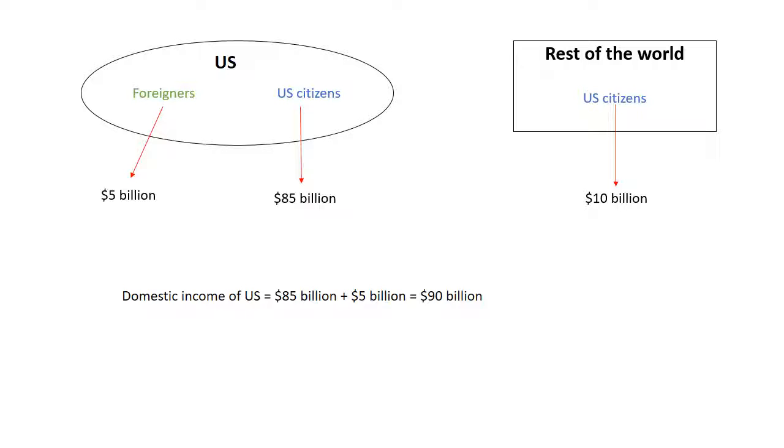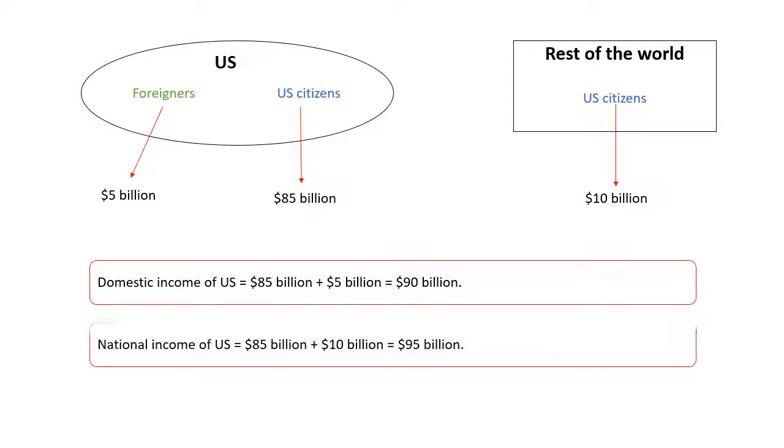So based on these numbers, what will be the domestic income of the US? It will be income of US citizens plus income of foreigners working in the US, and that will be 85 plus $5 billion, and that equals $90 billion. What about national income? National income of the US will be just the total income of US citizens, whether they work in the US or anywhere else in the world, and that will be 85 plus $10 billion, and that will be $95 billion.